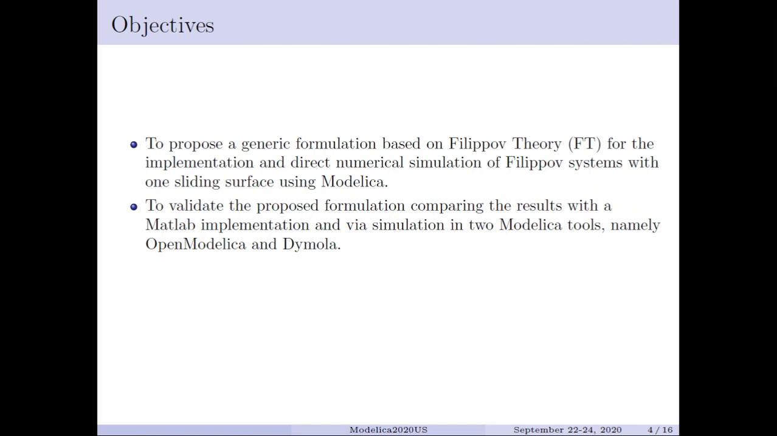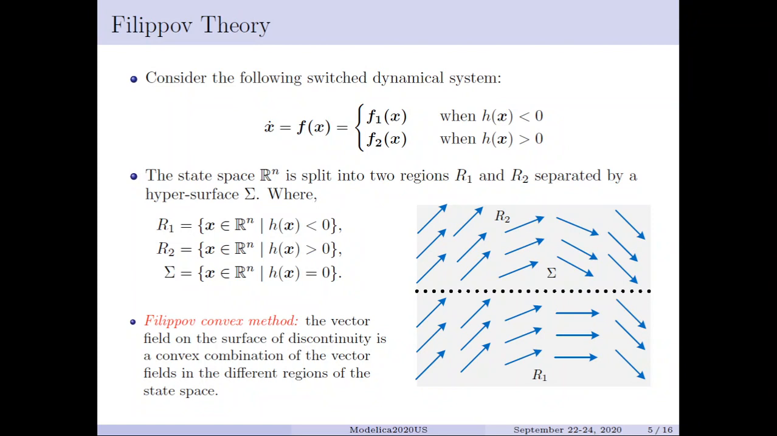I will explain briefly the Filippov theory now. Let us consider the Filippov dynamical systems where F1 describes the vector field in region R1 and F2 describes the vector field in region R2. The whole state space is separated by a switching surface. Now, the Filippov convex method states that the vector field on the surface of discontinuity is a convex combination of the vector fields in different regions of the state space.